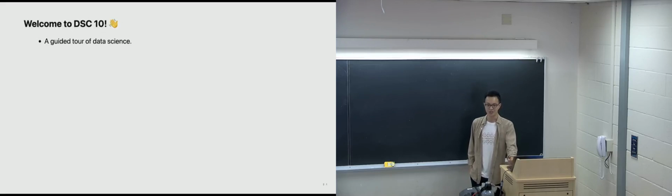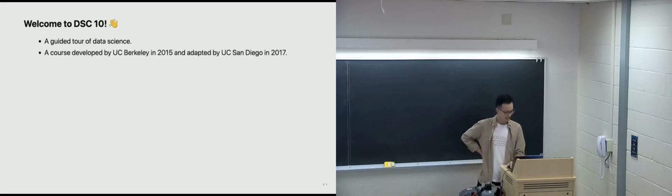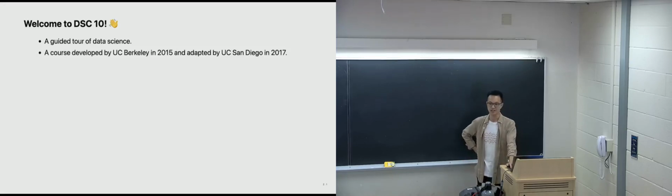DSC 10 is like a guided tour of data science. It's the first course that a lot of students take at UCSD in data science. It was originally designed by Berkeley, and it was adopted by UC San Diego in 2017. So this course has been running for like 5 years now. The instructors for this course have really iterated a lot on the contents. They put their heart and soul into the material of this course, and I'm really excited to be teaching it.